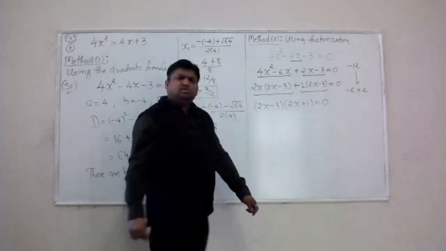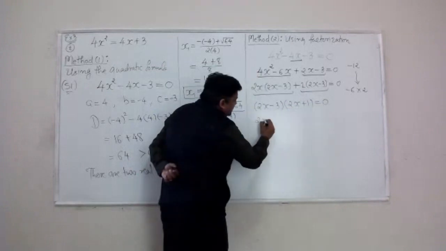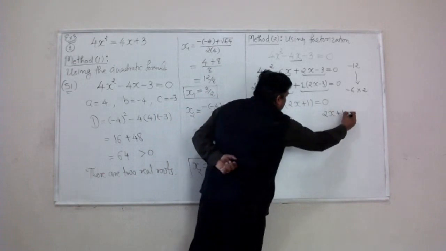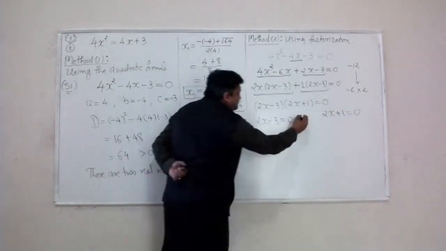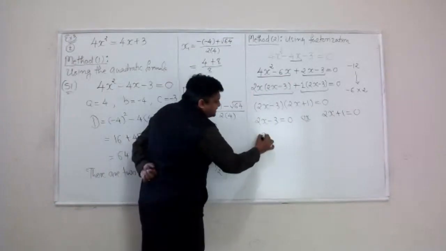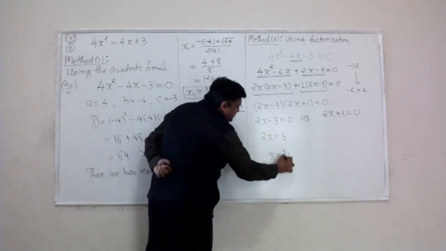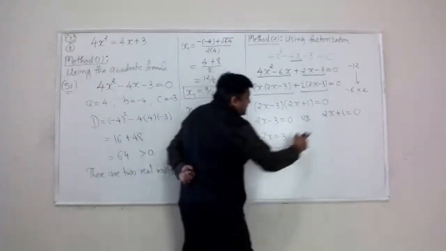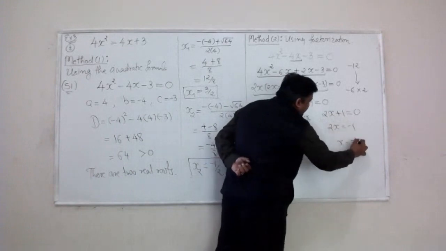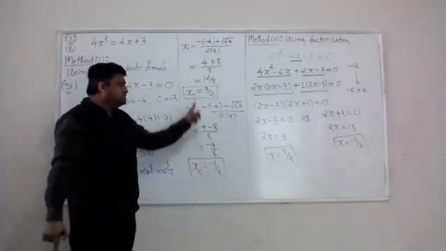Now use that zero divisor property. The product of these two factors is 0 only when either your first factor is 0 or second factor is 0. All right. Solve this linear equation for x. Add 3 on both sides. Divide both sides by 2. Add negative 1 on both sides and then divide both sides by 2. Look at that. We get the same two roots.